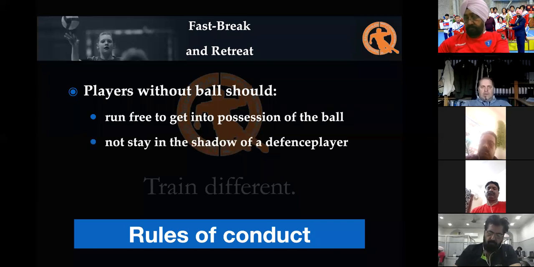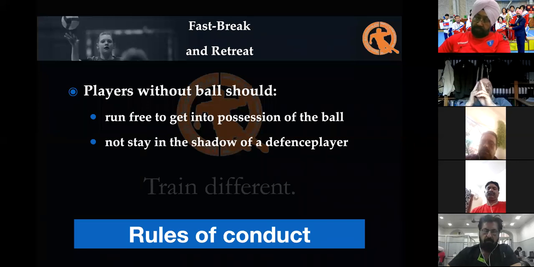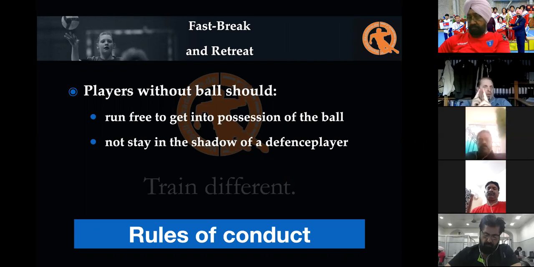Second aspect is don't stay in the shadow of the defense, because then it's difficult to pass. So when you move and the defender is in front of you, maybe you reduce the speed a little bit, run a little bit slower to be free, or maybe you accelerate to come out of the shadow and receive the ball then.